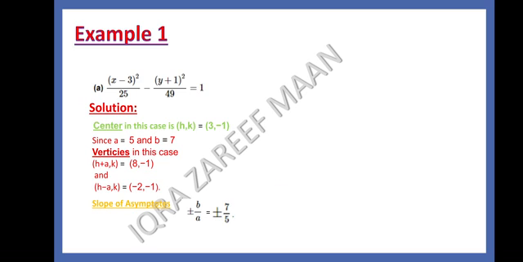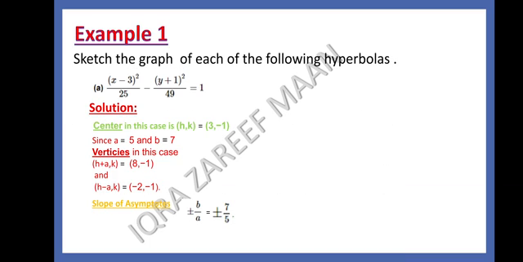First of all, we have this example. Sketch the graph of each of the following hyperbolas. We have to sketch the graph of each of these hyperbolas, and for sketching we need the center, vertices, asymptotes, or slope of asymptotes. First of all, we are going to find the center. The center of the hyperbola is the term that is subtracted from the x coordinate and the y coordinate. Here we have the center, that is equal to 3, minus 1.